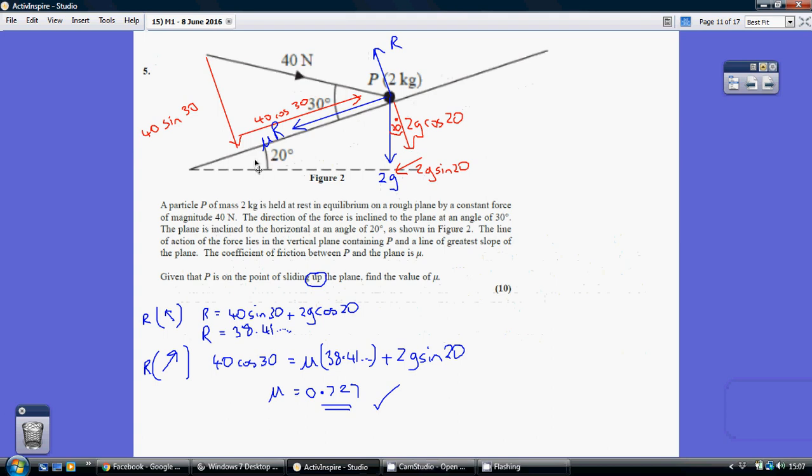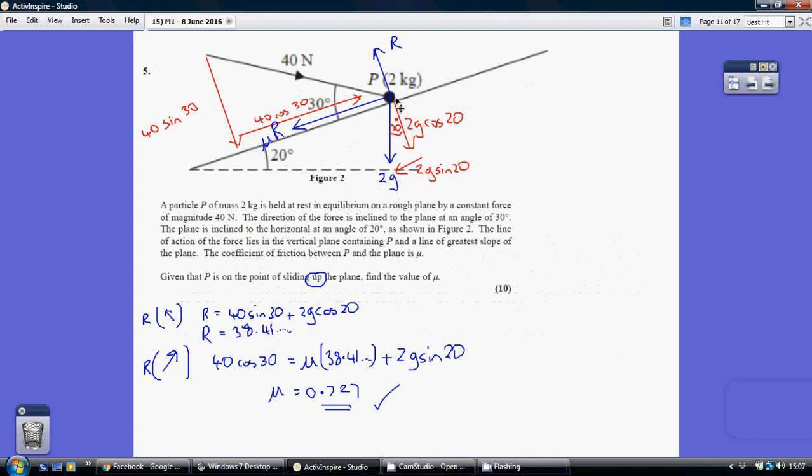Because this is 20 degrees and this is 90, this must be 70, and because these two together form a right angle, that must be 20. So that's where that 20's come from, and this is adjacent to that, so that's 2g cos 20, and that is opposite to the 20, so that's 2g sin 20. So I've broken my weight component there in blue down into these two red components.